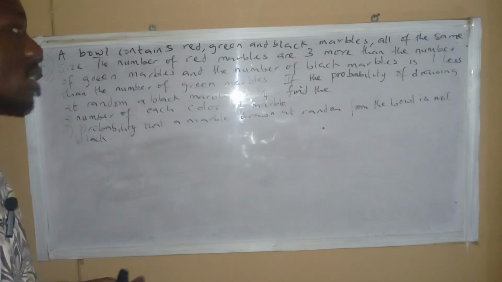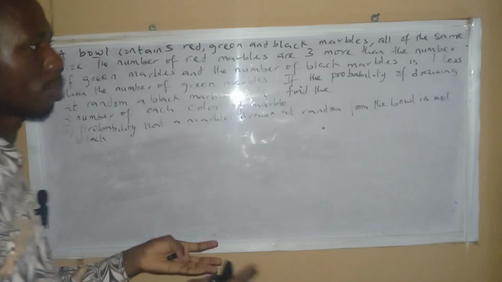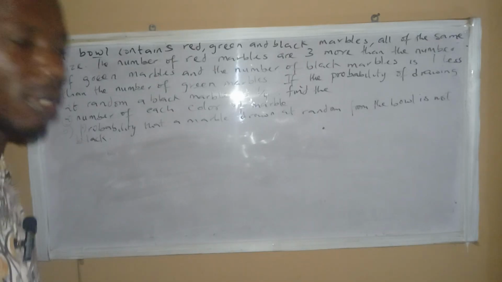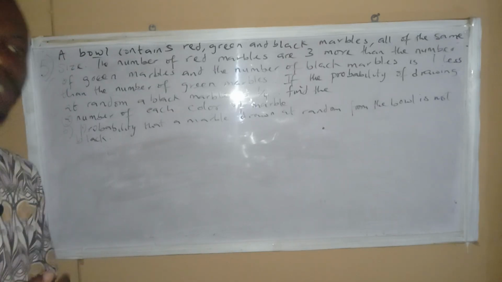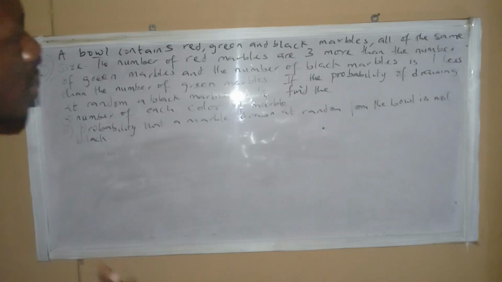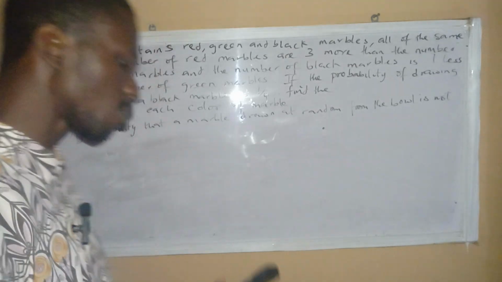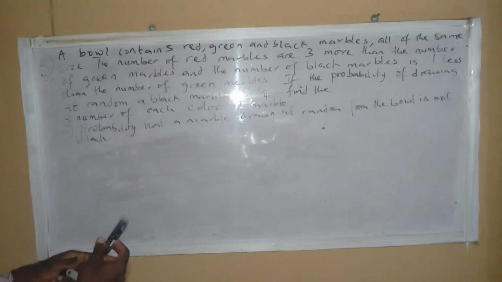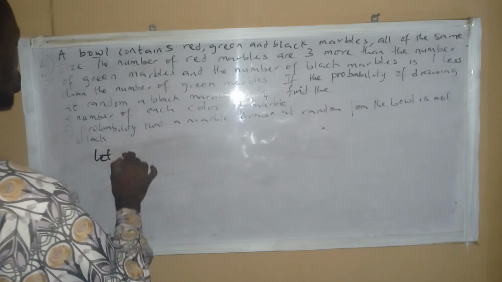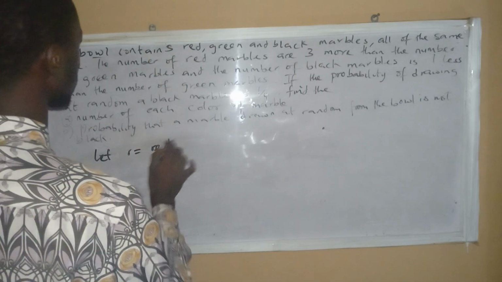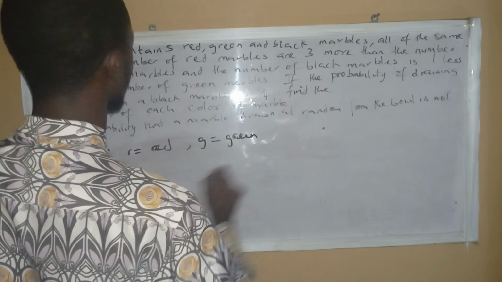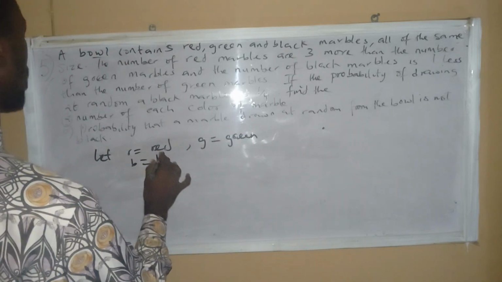The question says a bowl contains red, green, and black marbles of the same size. When we're talking about probability, you need to know the number of things of each of them: the red, the green, and the black. How do we know them? We first represent them with a letter. We don't know them, so we represent anything we are looking for with a letter. So R for red, G for green, and B for black.